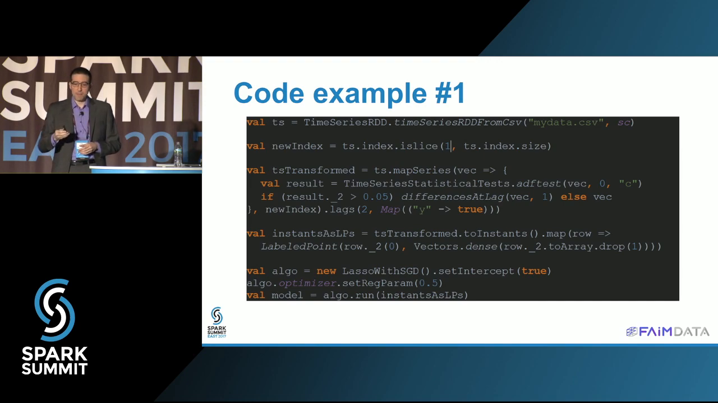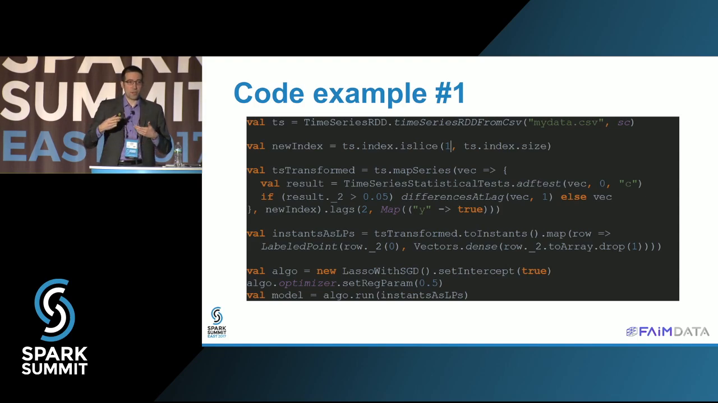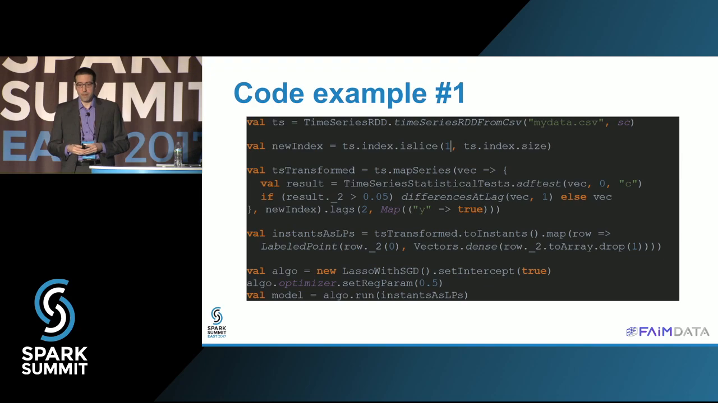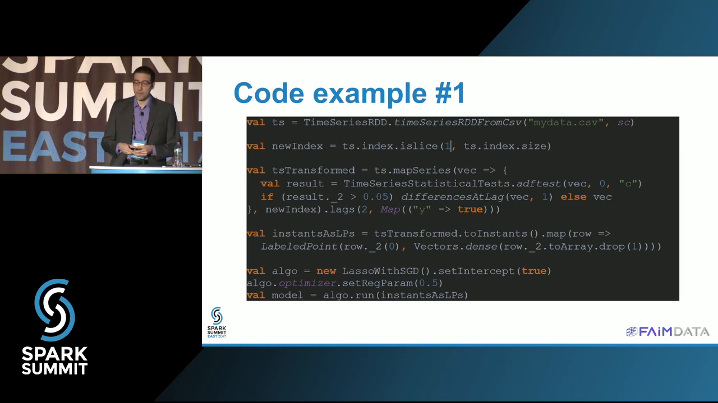And then I call mapSeries on the time series RDD. mapSeries is simply a way to apply a certain closure to every single vector in our time series RDD. In this case, the code that we apply to every column is, first, we run the augmented Dickey-Fuller test on them to determine if they are stationary or non-stationary. And if they are non-stationary, so if the p-value is greater than 0.05, we take the first difference of that to obtain a stationary time series. Once we've done that, we call .lags to obtain the first 2 lags of this time series.